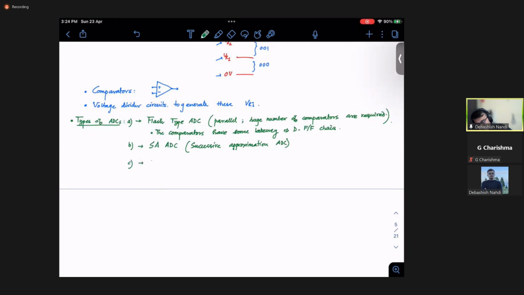Another type would be your dual slope integrating ADC. This is used basically for high precision. Why do we need high precision, by the way? We need high precision in cases where measurement equipment is involved, right? Instrumentation and measurements. So in those kinds of applications, let me just write it down: measurement applications, measurement equipment.